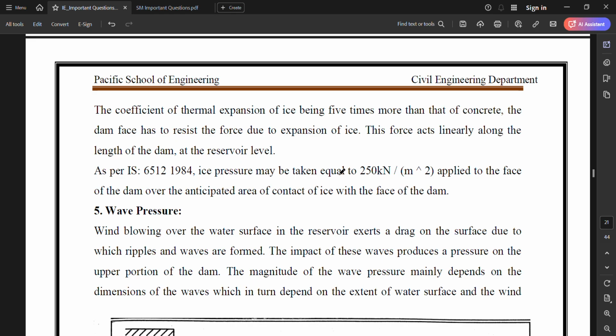As per the Indian Standard 6512 1984, ice pressure may be taken equal to 250 kilonewton per meter square applied to the face of the dam or anticipated area of contact of ice with the face of the dam.